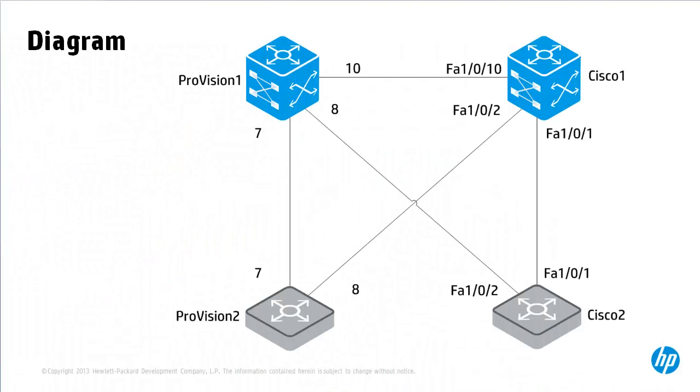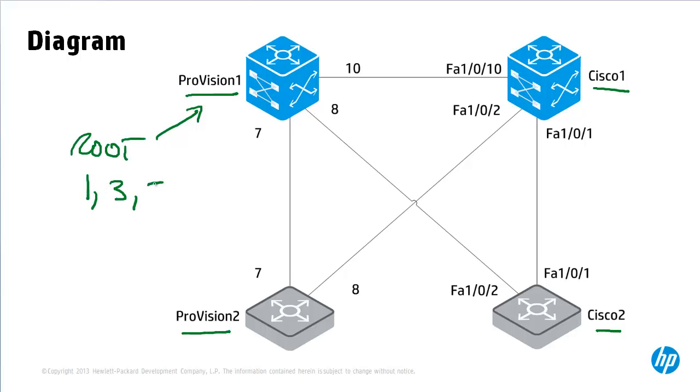This is our topology. We have two ProVision switches, ProVision 1 and ProVision 2. We also have two Cisco switches, Cisco 1 and Cisco 2. We are going to configure ProVision 1 as the root for VLANs 1, 3, and 5. Cisco 1 will be configured as the root for VLANs 2 and 4. That will allow load sharing of traffic.